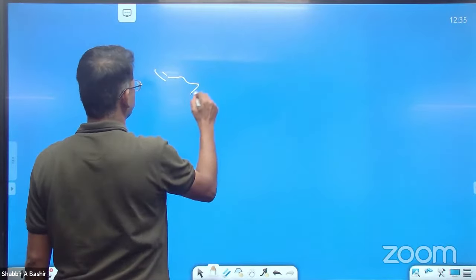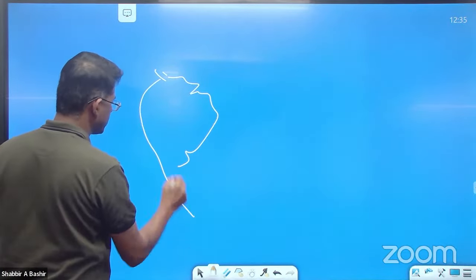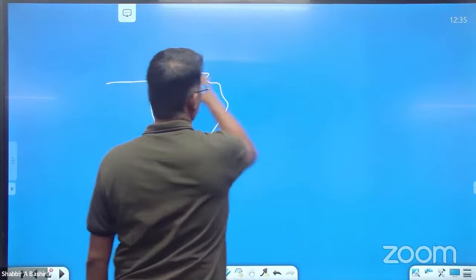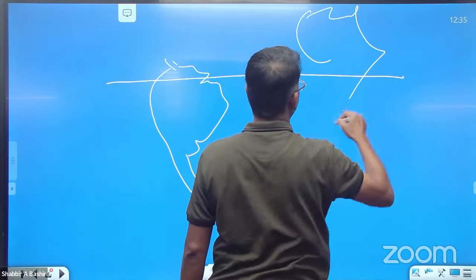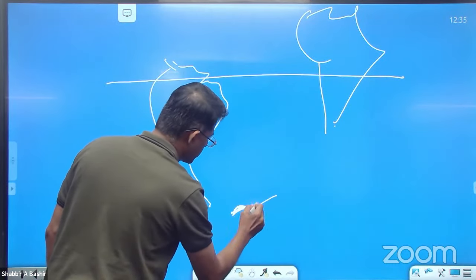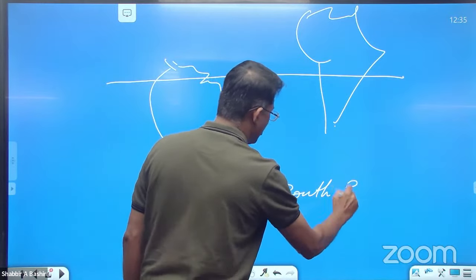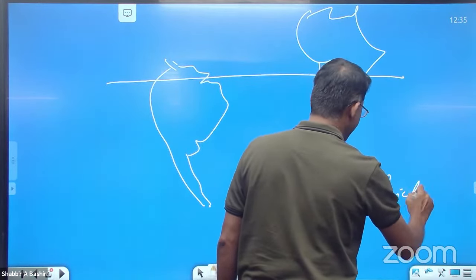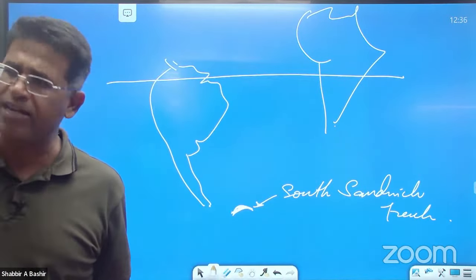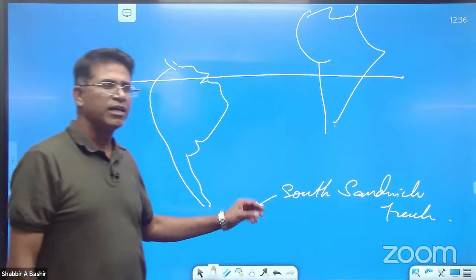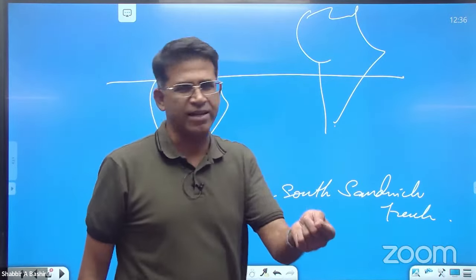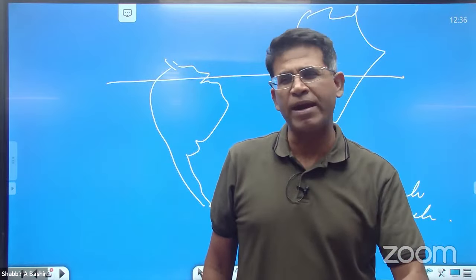If this is the Atlantic Ocean, South America, that's the equator, Africa. Somewhere here we have a trench. This is called the South Sandwich Trench. And it is quite deep, not as deep as Mariana, but quite deep. And at this trench, parts of the mantle are visible. When I say visible, I do not mean I can see it with the naked eye. I can use some instruments and know that the mantle is there.